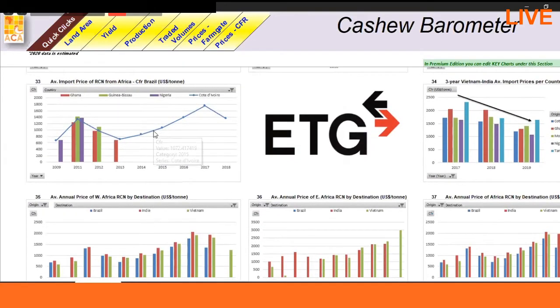Again, Brazil is also a destination. It was a very important destination up to about 2013. But in the last 5 years, exports from Africa to Brazil have really minimized, except for fewer volumes from Cote d'Ivoire. Again, we also show the tendency, if you take the 3-year Vietnam-India average, tendency in the import prices per the countries, and also the general trend over the last 3 years up to 2019.